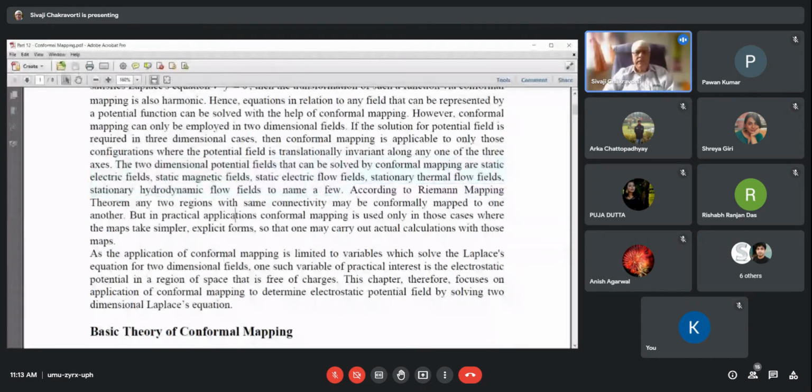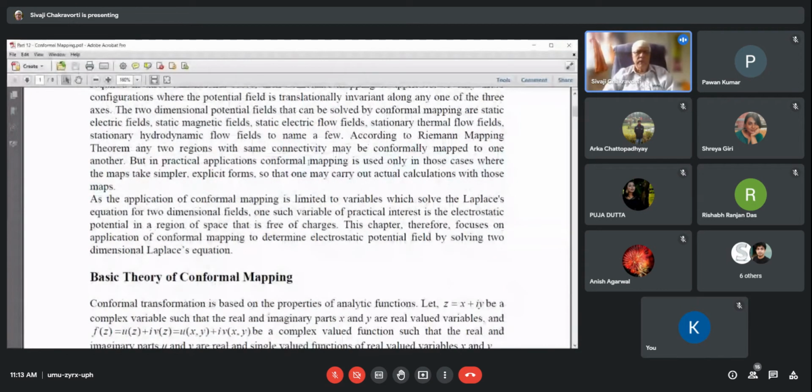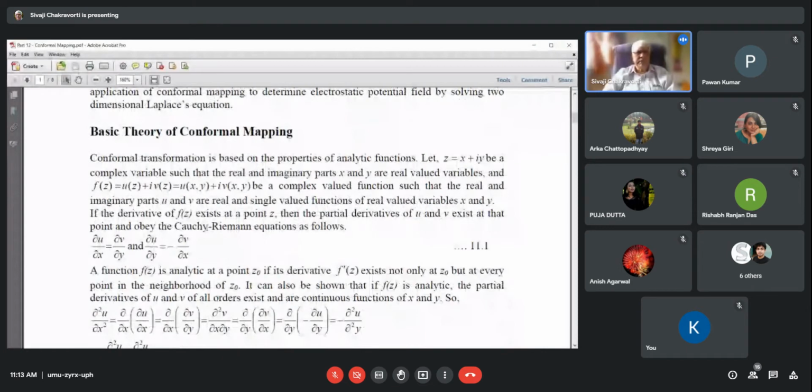Mathematically speaking, the fundamentals of this conformal mapping are based on something which you might have gone through a long time back in your first year or so classes, which is called the Cauchy-Riemann theorem. Now, this is basically again according to the Riemann mapping theorem, but I am not going into those things. That is not part of our syllabus. We would like to see how we can apply this. So, before that, I give you some very basic theory of conformal mapping.